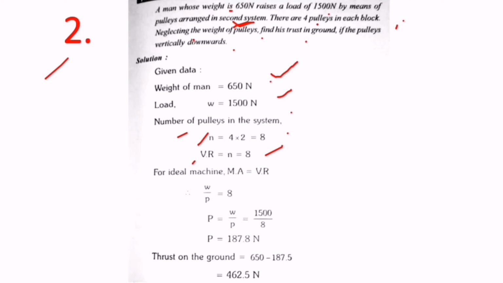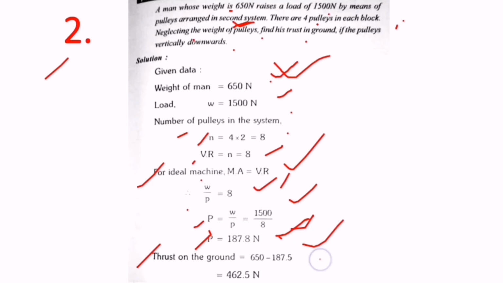Velocity ratio equals N, that is 8. For an ideal machine, mechanical advantage equals velocity ratio. So an ideal machine is given in the question, that's why it is velocity ratio. So W by P equals 8. So P equals W by 8, that is 1500 by 8. So we'll get P equals 187.5. Next, thrust. To calculate thrust, we need to subtract this P from the weight of the man. So 650 minus 187.5, that is 462.5 Newton thrust.